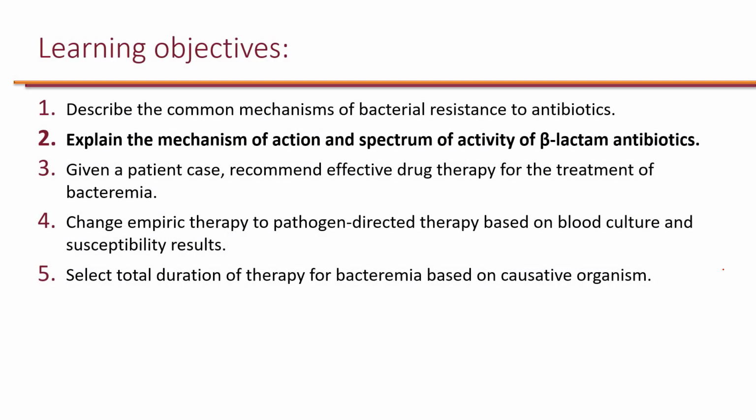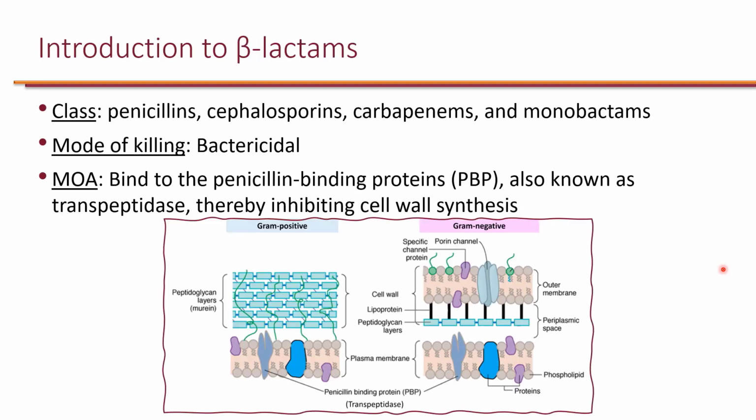We described the common mechanisms of bacterial resistance to antibiotics. Now let's explain the mechanism of action and spectrum of activity of beta-lactam antibiotics. There are 4 classes of beta-lactams. There are penicillins, cephalosporins, carbapenems, and monobactams. And they are all bactericidal. What bactericidal means is that they actually kill the bacteria very fast.